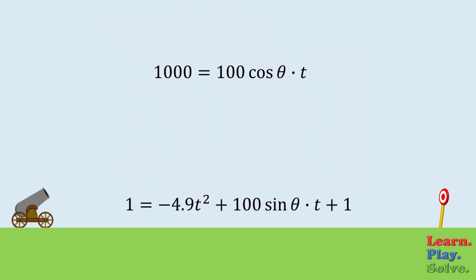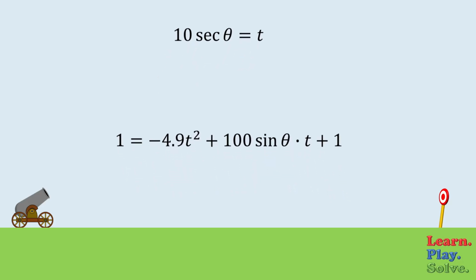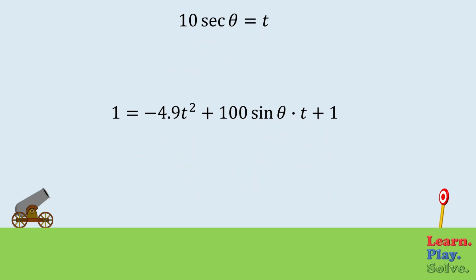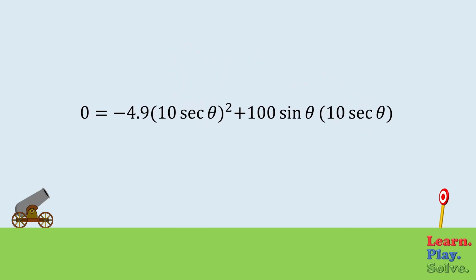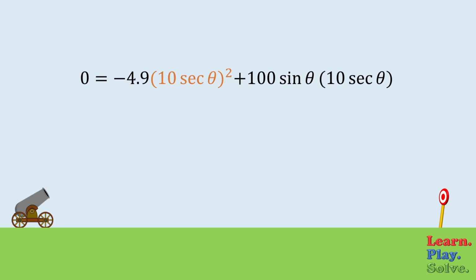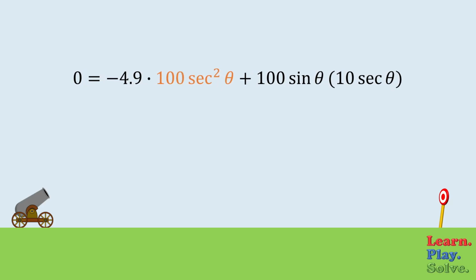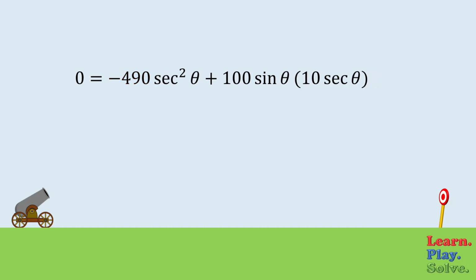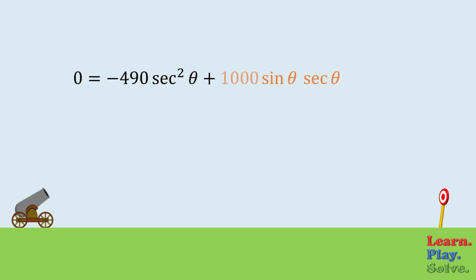Let's simplify the top equation. We can divide by 100 to get 10. Then we can divide by cosine, which is the same thing as multiplying by secant. We can now plug this into the other equation, but before we do, let's go ahead and eliminate the 1 on both sides. Now we can replace the t's with 10 secant theta. If we square the first part, we get 100 secant squared theta. Then we can multiply the 100 by negative 4.9 to get negative 490. The second part becomes 1,000 sine times secant, and sine times secant is equal to tangent.